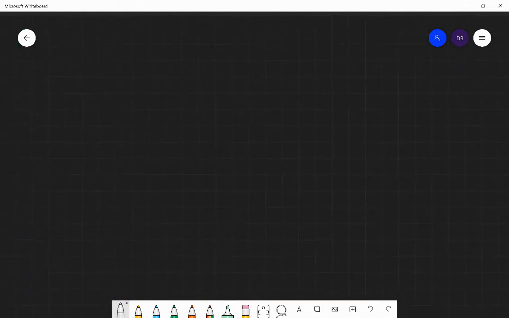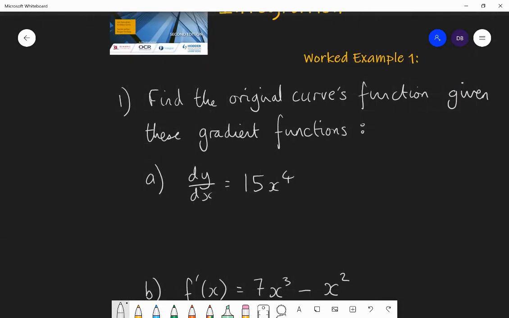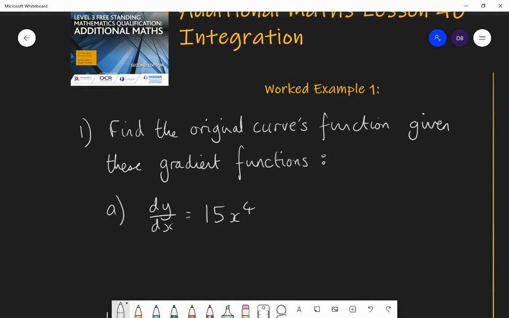Okay, so let's put that into practice now. Let's have a go at this question. Find the original curve's function given these gradient functions. First one, dy by dx is 15x to the power of 4. So what I want to do is find out what y is equal to, what the original curve's function is. So I want to integrate 15x to the power of 4. So y will equal the integral of 15x to the power of 4 with respect to x.